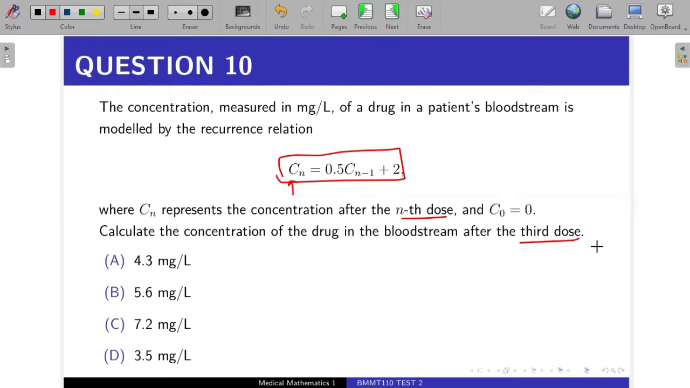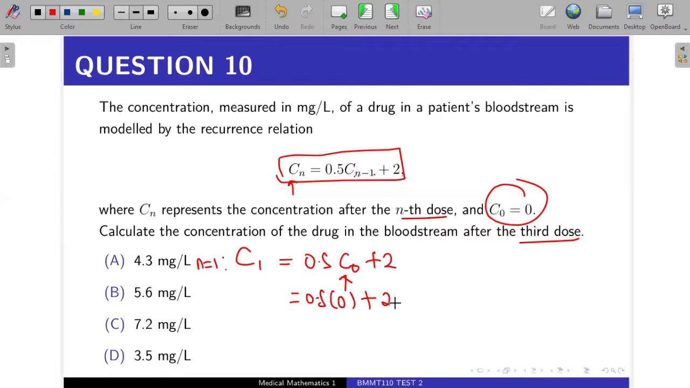To find the concentration after the 3rd dose, we have to find the concentration after the 1st dose and after the 2nd dose, because this is a recurrence relation. I'll start by finding the concentration after the 1st dose. Here my n is equal to 1, so n minus 1 is just C0. C1 is 0.5 multiplied by C0, plus 2. C0 we've been told is 0, so this is 0.5 multiplied by 0, plus 2, which is just 2. So the concentration after the 1st dose is 2. C1 is equal to 2.